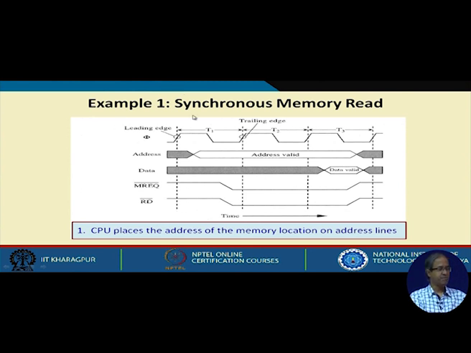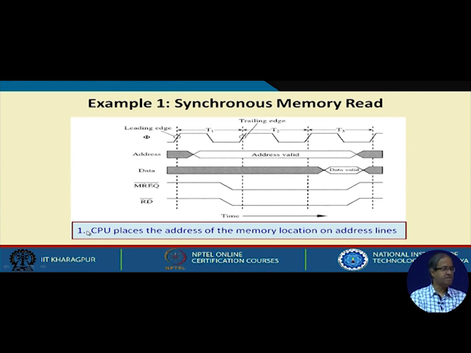So, let us take an example. This is an example of a bus that connects CPU and the memory. So, the first example we take is that of a synchronous memory read. So, here we are showing some signals, timing diagram. First one shows the clock and these are the clock states T1, T2, T3. This is the address bus, data bus. These are two control signals, memory request and read.